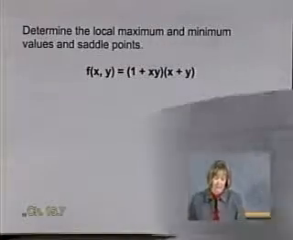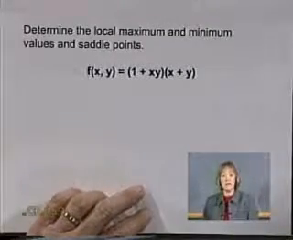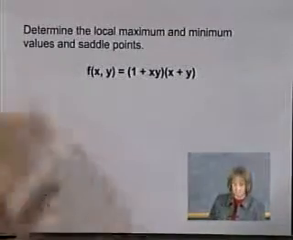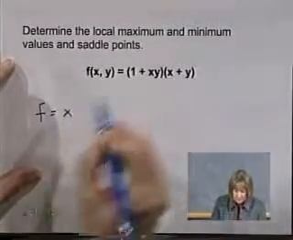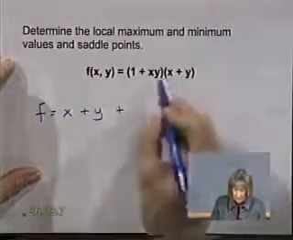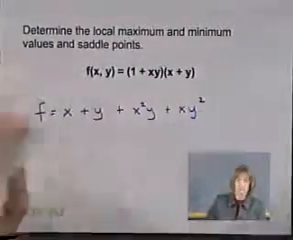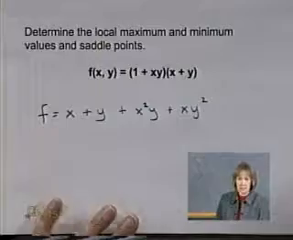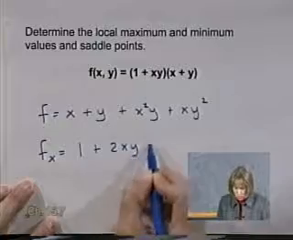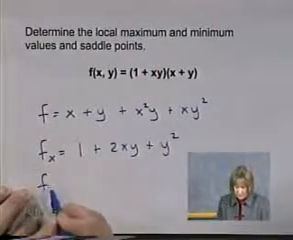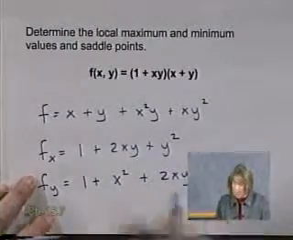Determine the local max and min values and saddle points of the function f of xy equal to 1 plus xy times the quantity x plus y. Now what I'm going to do first of all is I'm just going to multiply this out. 1 times x is x, 1 times y is y. xy times x is x squared y, and xy times y is xy squared. They want me to get my maxes and my mins and my saddles, so we're going to take our partial with respect to x, which is 1 plus 2xy plus y squared, and we're going to take our partial with respect to y, which is 1 plus x squared plus 2xy.